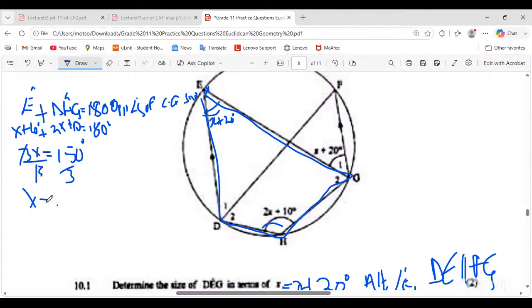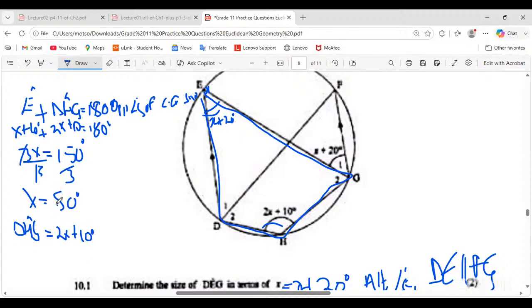I get x is equal to 150 divided by 3, I get 50 degrees. So this is the value of x. This is not the value of DHG. Now, DHG is equal to 2x plus 10 degrees, right?